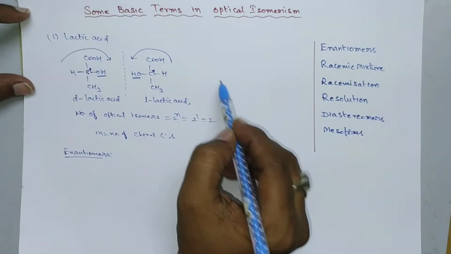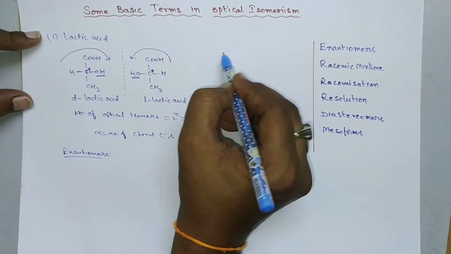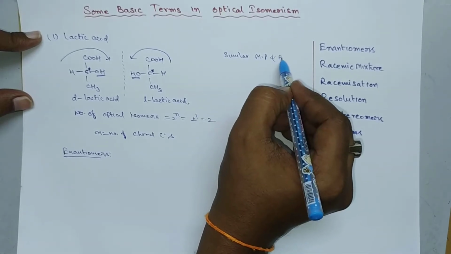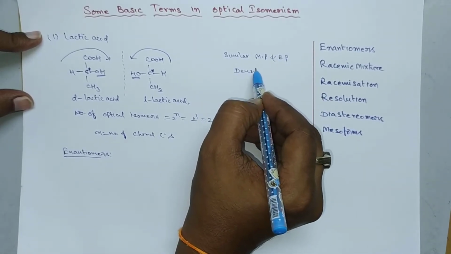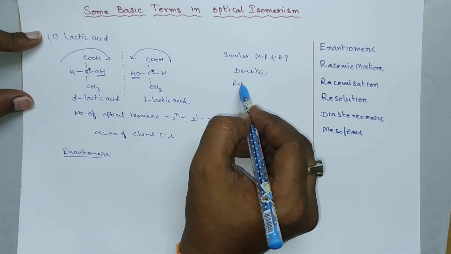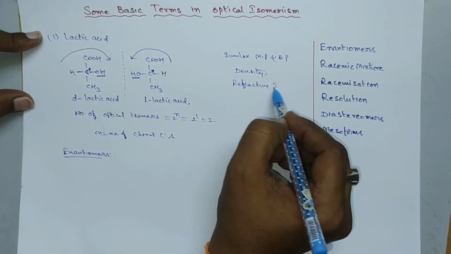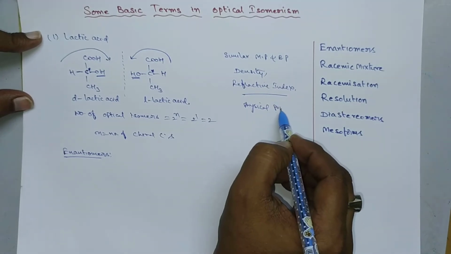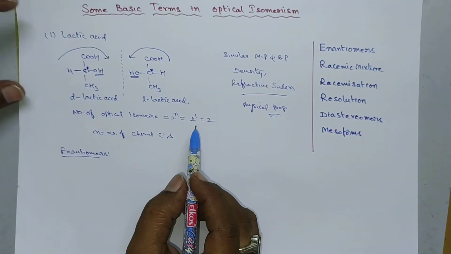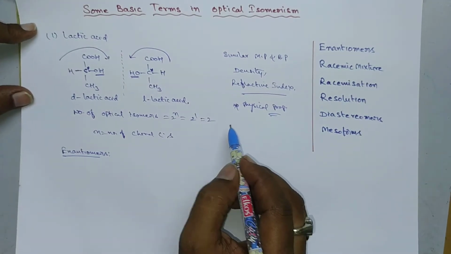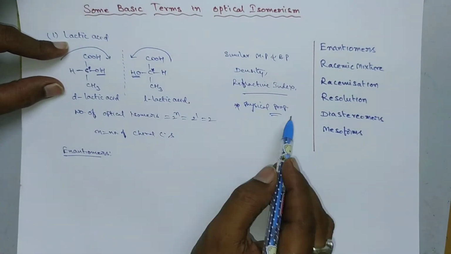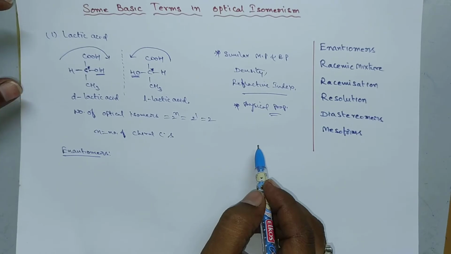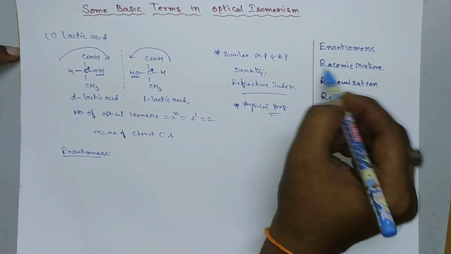Next, these enantiomers generally possess similar melting points, boiling points, density and refractive index. All of these are physical properties. That means all the enantiomers will possess similar physical properties, so enantiomers cannot be separated by using physical properties. Remember this point. And next one, racemic mixture.